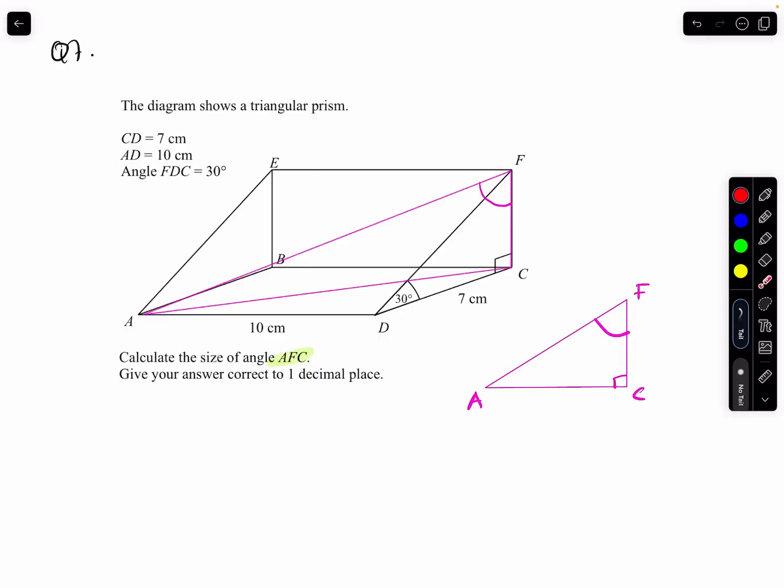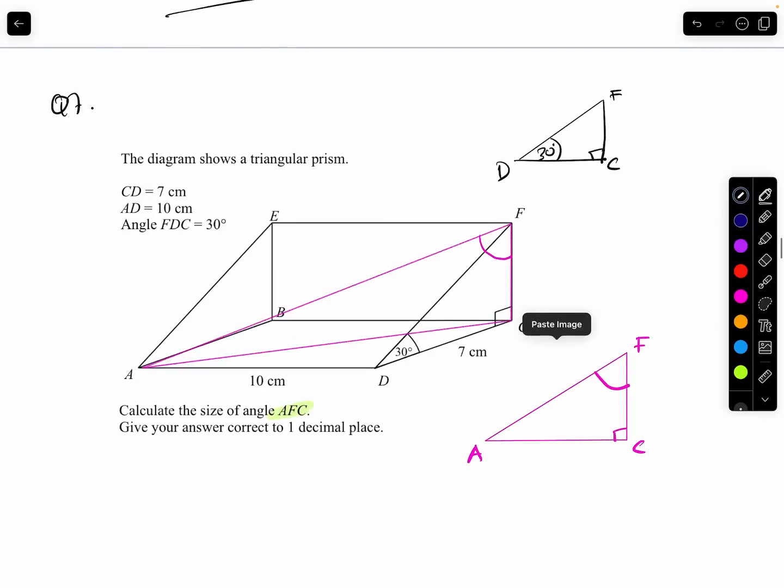So we don't have any sides, as you can see. But if you use this triangle here, we can find that side right there, F to C. Because that one, we have an angle here and we have a side. So we can find FC by using the triangle on the side. So let's go ahead and do that. So that's FC, and that's 30, and that's D, and that's 7 centimeters. So if we label this according to trigonometry, that's adjacent.